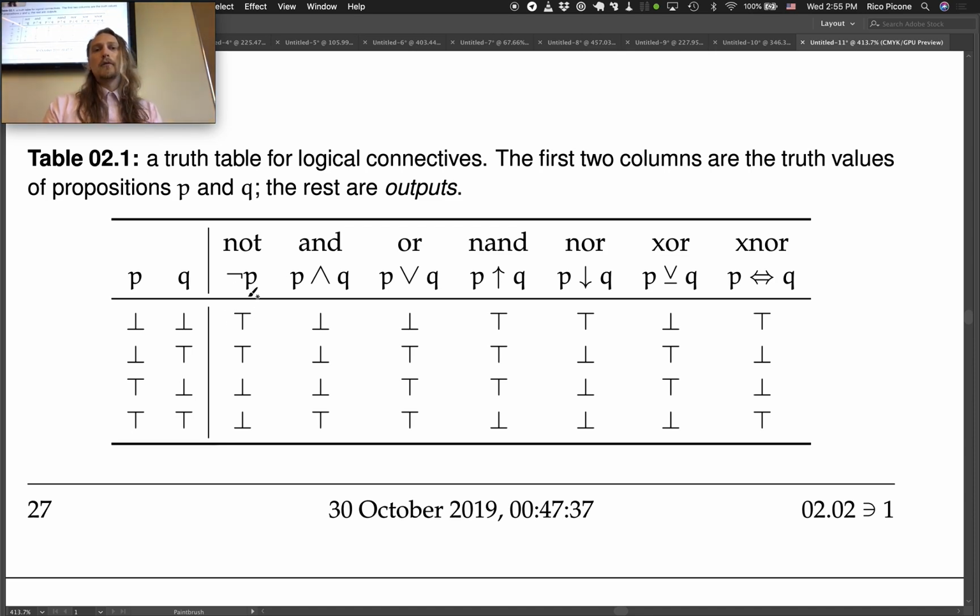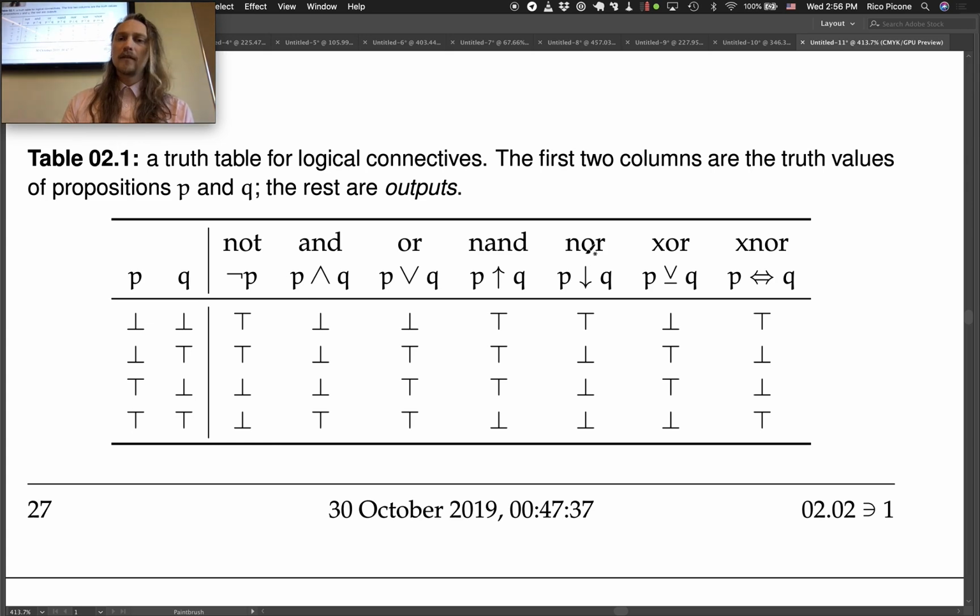So let's look at what happens with not. We only have one connective that's applied to a single proposition, right? So not P is the opposite truth value of P. If P is false, then not P is true. If P is true, then not P is false. So it just flips that bit, right?